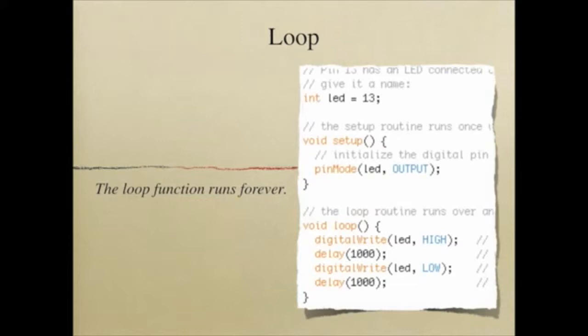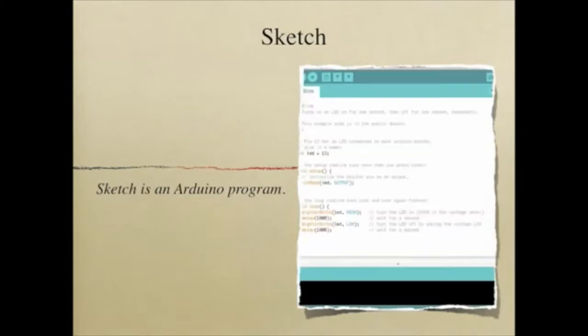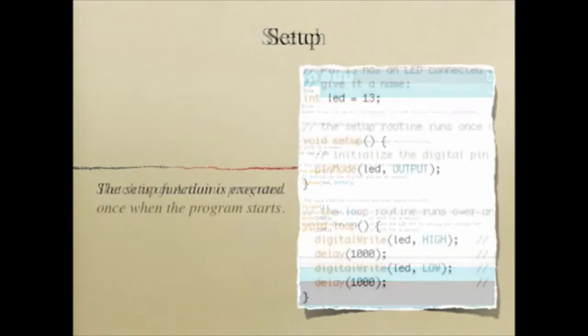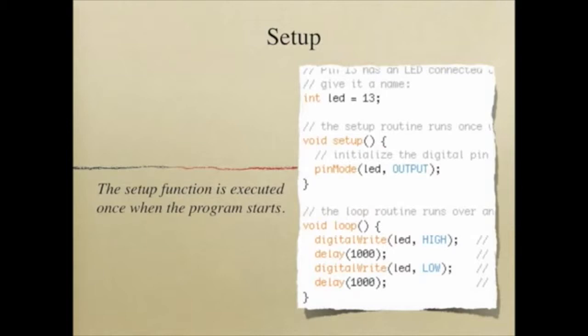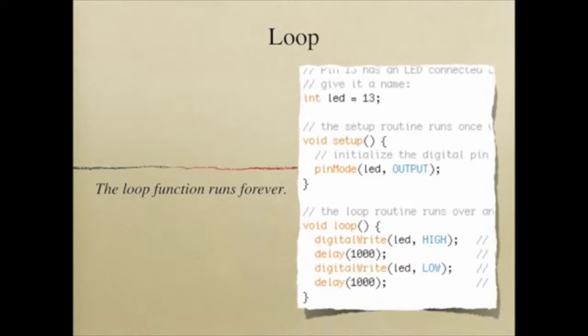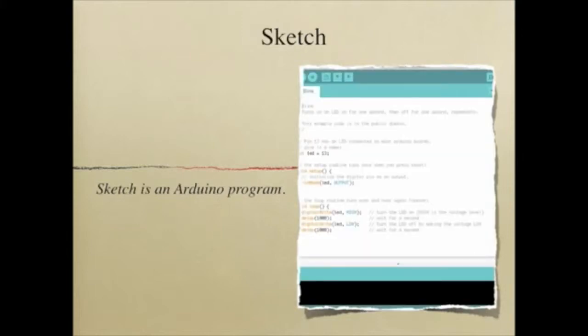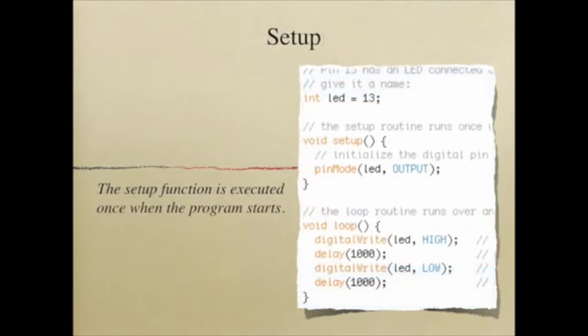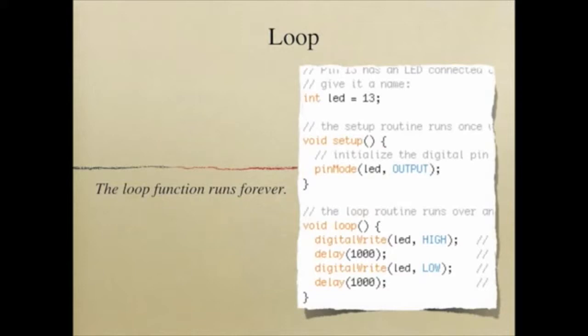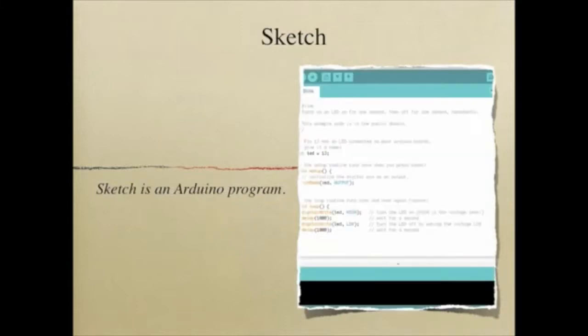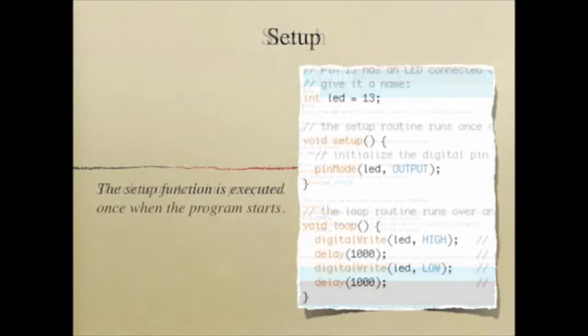Each sketch contains two parts. The first part we call setup. The setup function is basically a function that will be executed once when the program first starts. But if you have to do something again and again, you have to put your code into the loop function.